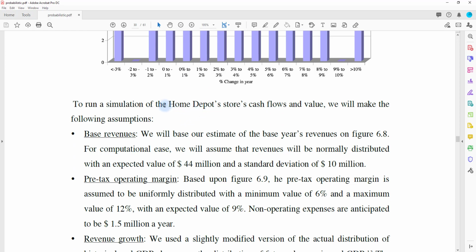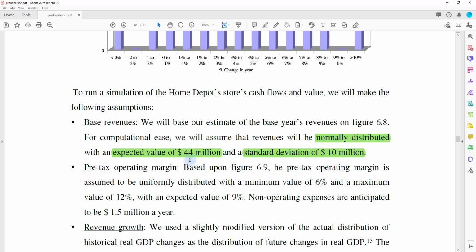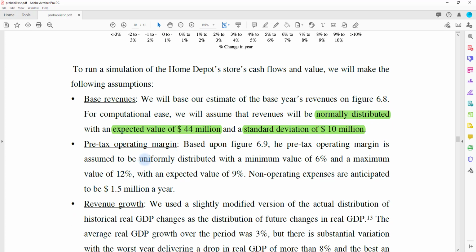In order to value the Home Depot store cash flows, the assumption for the base revenue is an expected value of $44 million and a standard deviation of $10 million, and the revenue is assumed to follow a normal distribution. The pre-tax operating margin is assumed to be uniformly distributed with a minimum value of 6% and a maximum value of 12%, with an expected value of 9%. For a uniform distribution, the expected value is just the average of the minimum and the maximum, which is 6 plus 12 divided by 2.